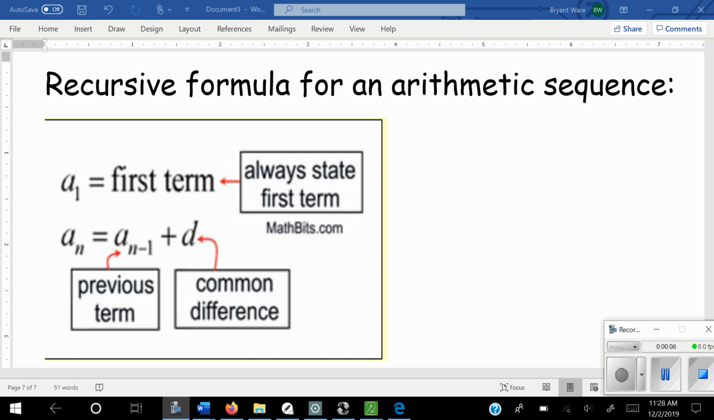And what we want to do is take a sequence, determine if it's an arithmetic sequence or not, then plug in the first term and the common difference into this formula. And this is the recursive formula. So with the recursive formula, what you have to do is state the first term and write in your common difference into this formula. So let me show you an example.